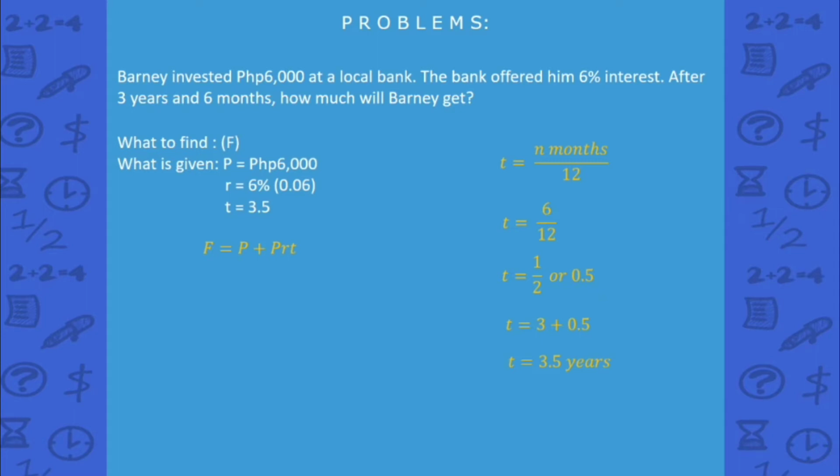So now that we have that, we have to solve for the future value. Substitute the values. We have 6,000 plus the quantity of 6,000 times 0.06 times 3.5. And with that, we have the total amount of 7,260 pesos. So Barney earned 7,260 pesos in a span of 3 years and 6 months.